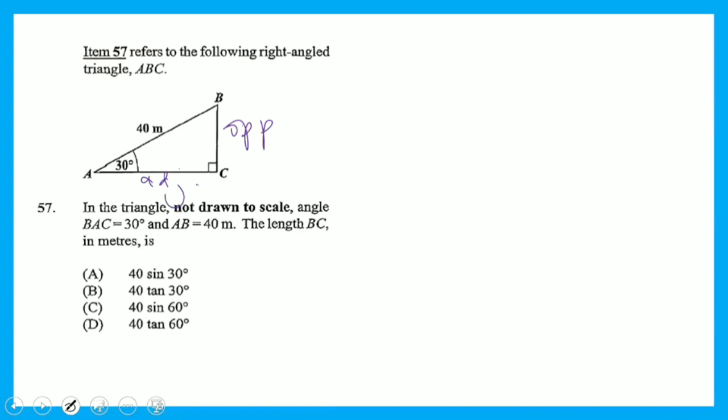So which side do we have, the hypotenuse? Which side do we need, the opposite? Which ratio do we know that has opposite and hypotenuse in it? That's the sine ratio. Sine theta is equal to opposite over hypotenuse.